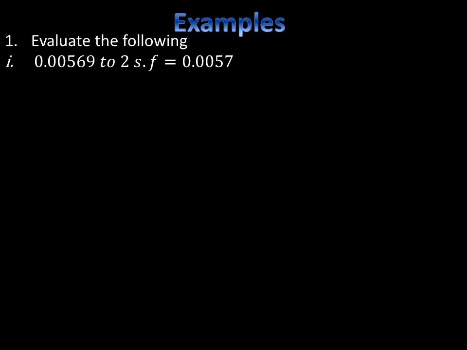So how are we going to go about it? What we are going to do is round off the third number, which is 9, because it is greater than 5. So we are going to round it off and add it to the second digit, which is 6. So when we round 9 off to 1, we add it to the second digit, and it becomes 7. So our answer will be 0.0057.